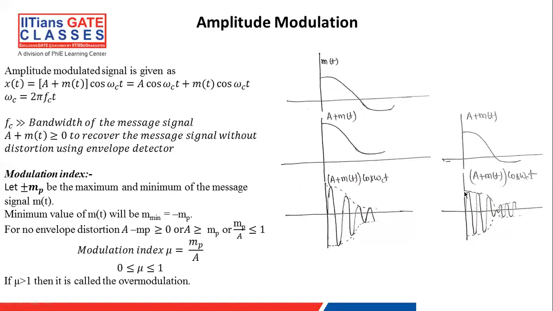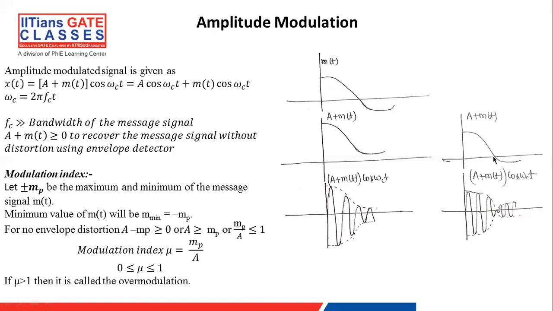But in this case, when we try to recover the message with the help of another detector, we will recover this dashed line, which is not the same as A plus m(t). A plus m(t) was continuously going down, but here A plus m(t) went down, then again went up because of this zero crossing. Since this envelope is not the same as A plus m(t), in this case we will not be able to recover our original message. Since we are not able to recover our original message, this is undesirable.